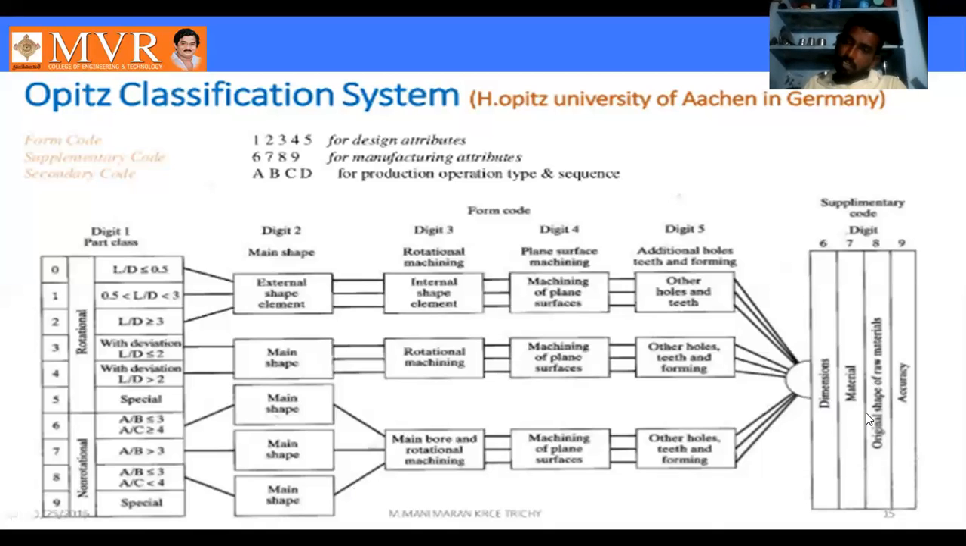Material. So dimensions, material. Next one is original shape for materials 1. So we are getting 8 1 onwards. We are getting the original shapes for material 1. 9 1 is accuracy 1.